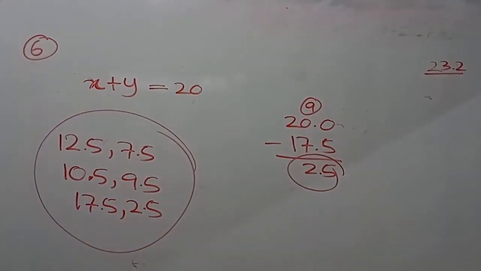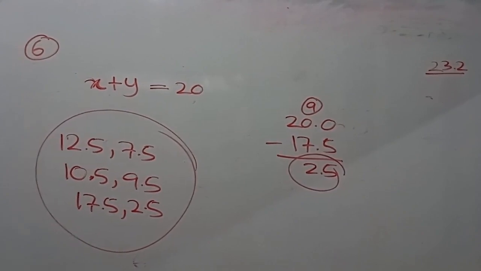So that is the end of exercise 23.2. Now exercise 23.2, question number 1. The following are the dimensions of some circular laminas. Find the area of each lamina. Use 22 by 7 for the value of pi.